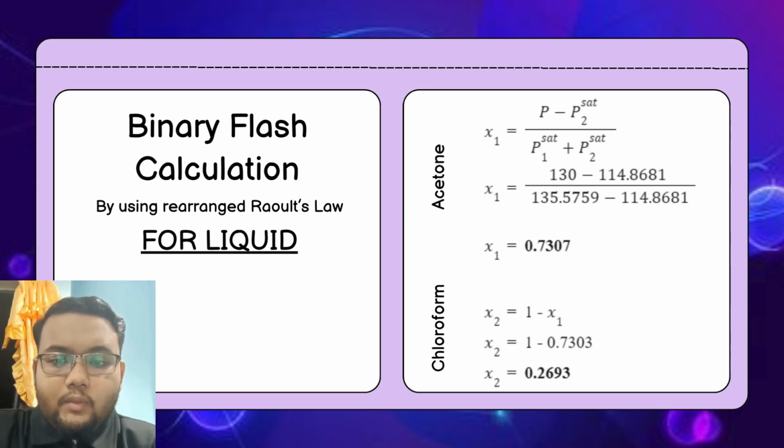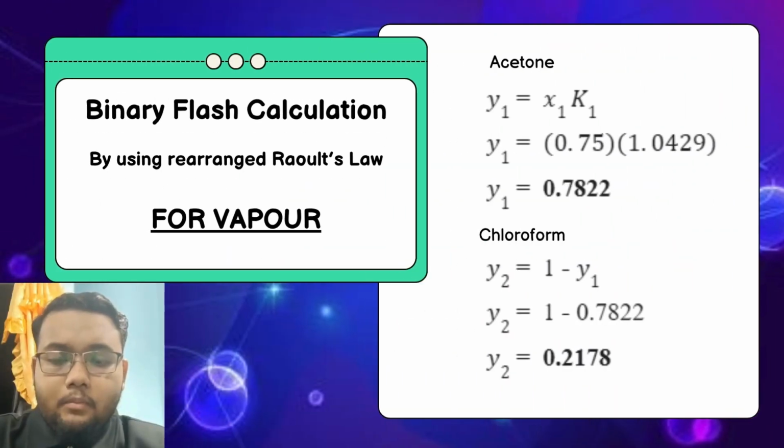Now for the liquid and vapor mole fractions, which are X for liquid and Y for vapor, we will use the rearranged Raoult's law. For acetone, the formula is X1 equal to P minus P2 sat over P1 sat minus P2 sat. The answer we get is 0.7307 mole of acetone. For chloroform, we use a simple calculation, X2 equal to 1 minus X1, and we get 0.2693 mole of chloroform. For the vapor mole fraction of acetone, we apply the formula Y1 equal to X1 times K1. The value of Y1 is 0.7822 mole of acetone.